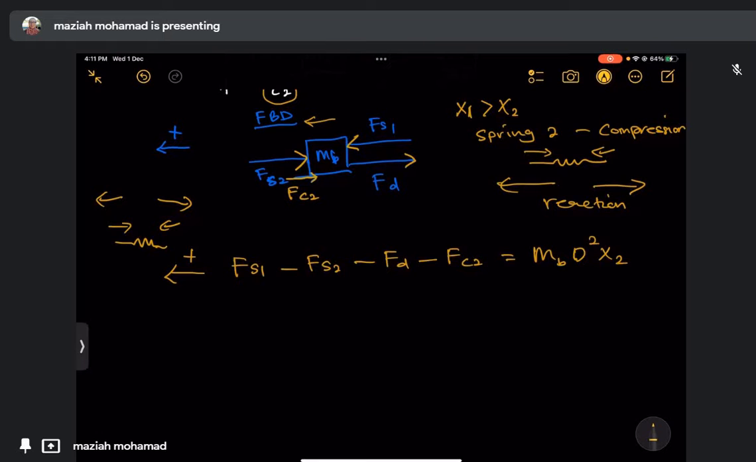Damper, we consider the damper is a damping element. A damping element is used to damp the energy of the system. So in order to oppose the direction of the mass, the direction of the mass is considered to be to the left. So we consider the damper, we try to oppose the direction of the displacement.